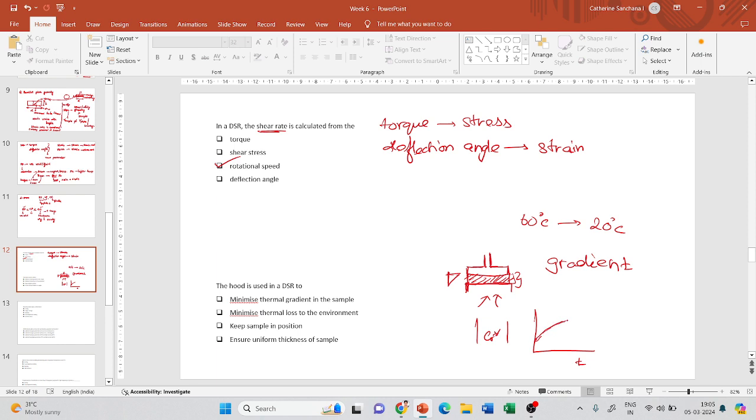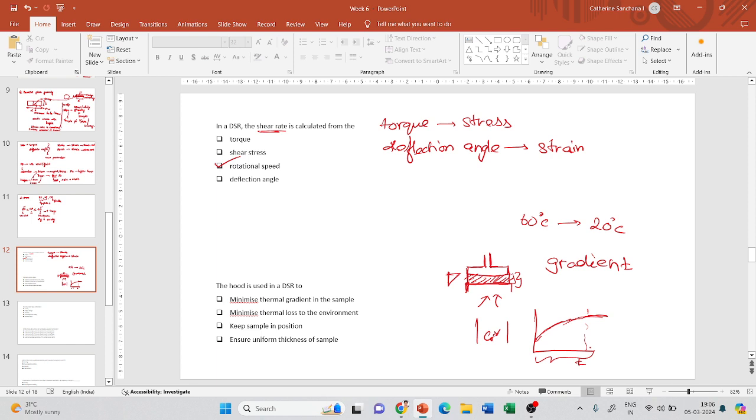Now it will increase, and at one point of time it will reach a constant value, and this is the time you should allow for the sample to reach thermal equilibrium. Okay, this is how you will find out how much time should be given for each sample to reach thermal equilibrium.